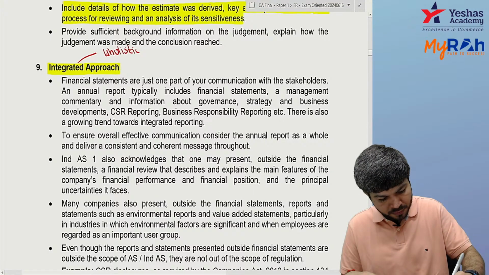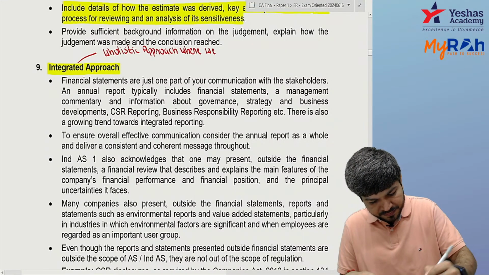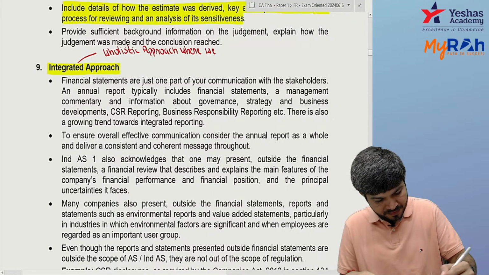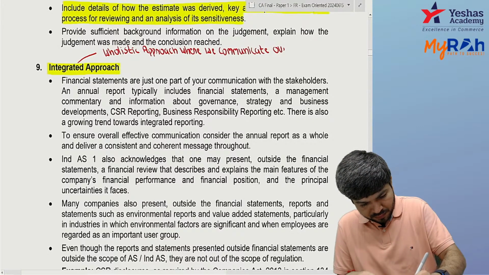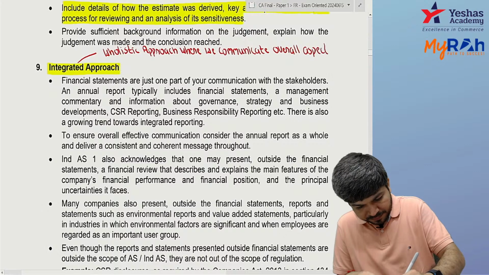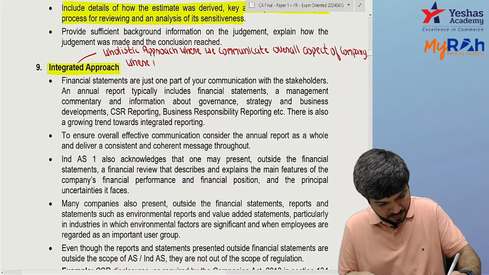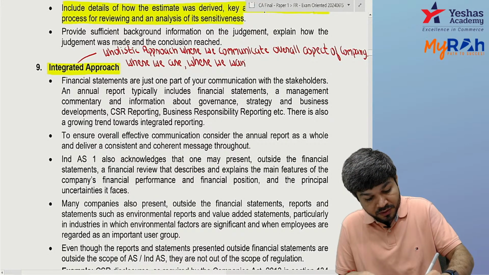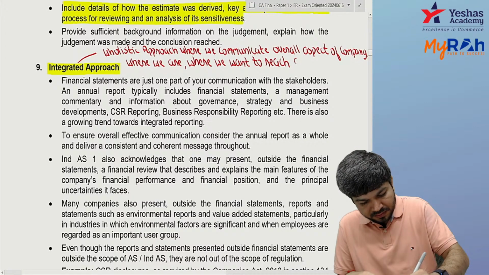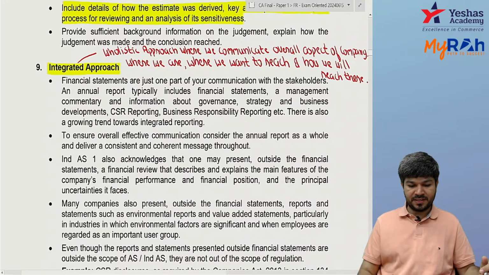It's a holistic approach where we communicate the overall aspect of the company: where we are, where we want to reach, and how we will reach there.